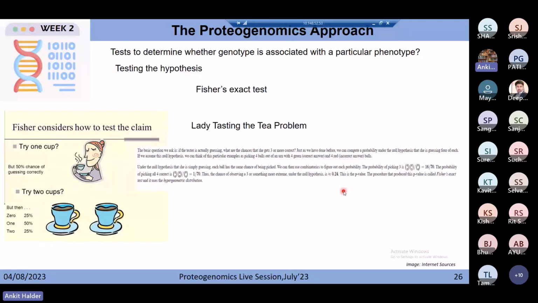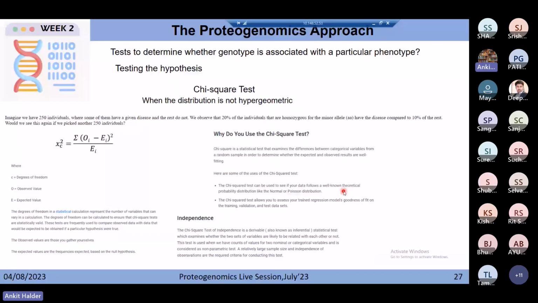This is how Fisher's exact test can help us understand whether the genetic construct, or the association being made, is associated with that particular disease. So there is Fisher's exact test and another test, our chi-square test.